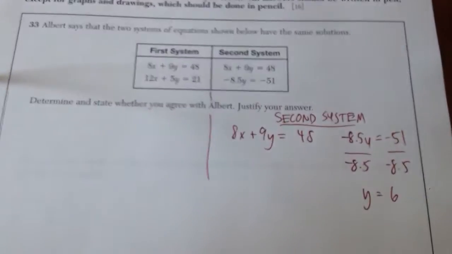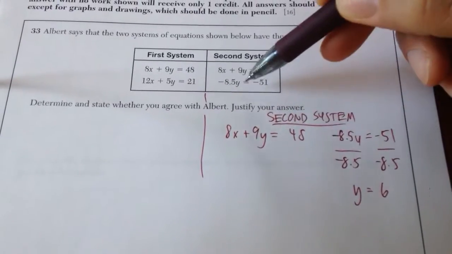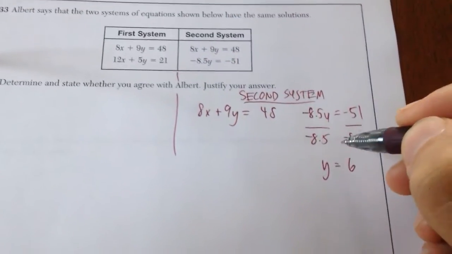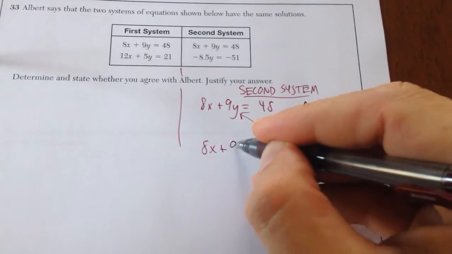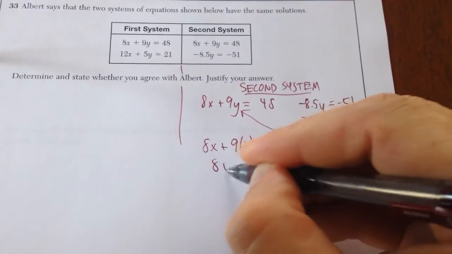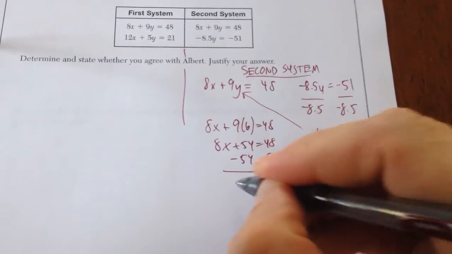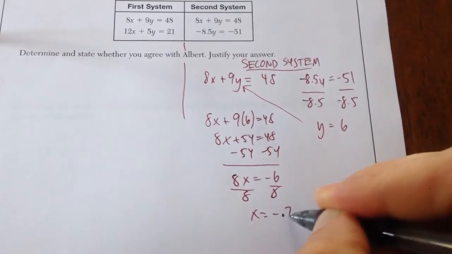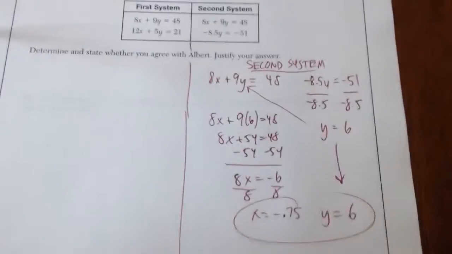Now for number 33, they want you to tell if these two systems have the same solution. So what I'm going to do is start off with the second system. I wrote the top equation over here and the bottom one on the right. Now notice how the right one only has one variable, so I could solve this normally. So what I'm going to do with this y equals 6 is plug it into here. 8x plus 9 times 6 equals 48. 8x plus 54 equals 48. Subtract 54, you get 8x equals negative 6. Divide by 8, you get x equals negative 0.75, and y equals 6. So there's my solution for the second system.